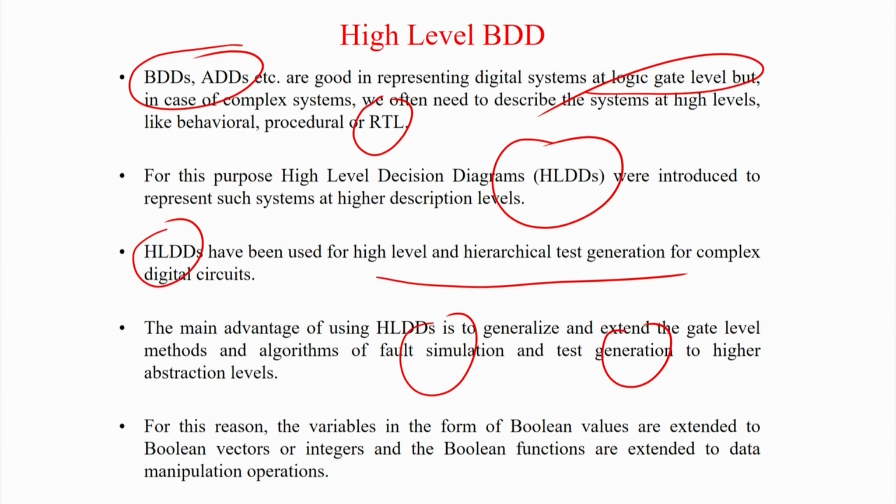So what best can we have? We can have the equivalence checks at the RTL, and below that we assume that as they are more or less mechanized, equivalence will be there. So therefore the Boolean values are now extended to a high-level representation in terms of RTL. That is why variables in the form of Boolean values are now extended to vectors, Boolean vectors or integers, and Boolean functions are extended to data manipulation operations. That means we are moving from the binary or Boolean level to the functional level.